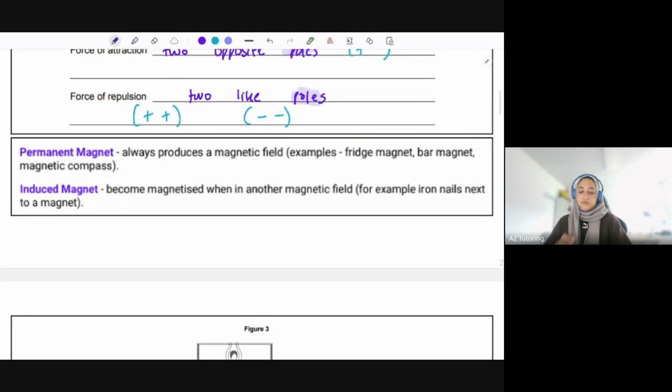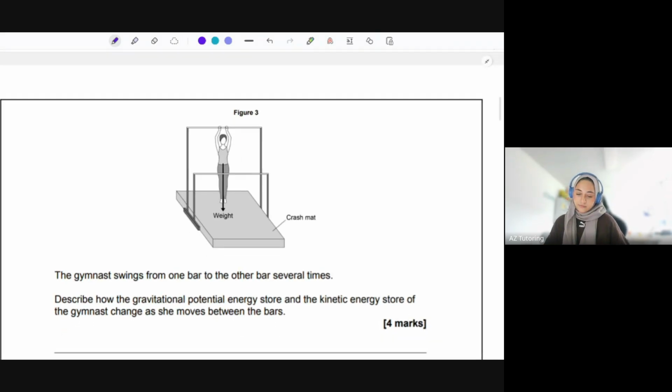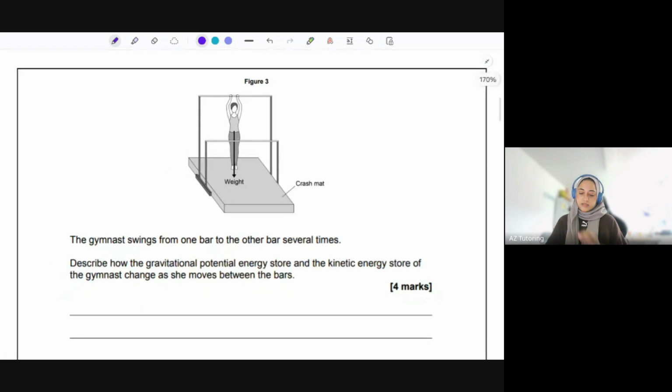Okay, that's cool. What's the difference between a permanent magnet and an induced magnet? A permanent magnet always produces a magnetic field. So a fridge magnet, a bar magnet, magnetic compass, they've always got that field that I was attempting to draw before. They will always have it, so it's permanent. An induced magnet becomes magnetized when another magnetic field basically is around it. So for example, an iron nail is not magnetic by itself, but as soon as you put it onto a permanent magnet, it then becomes an induced magnet because you've put it inside a magnetic field. Okay, that's permanent and induced magnets.